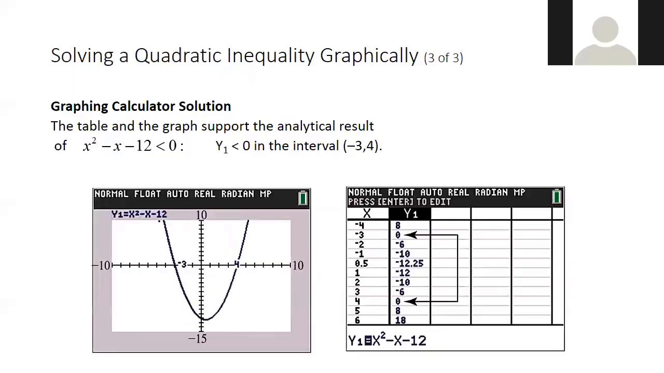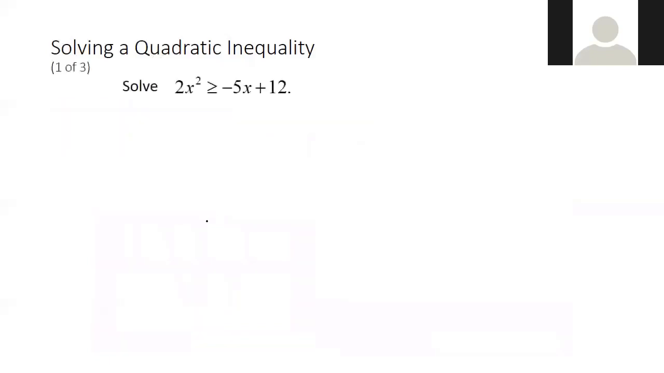We can easily also confirm the result using our graphing calculator, and you can see at what region this polynomial would be less than 0. So all the numbers from -3 to 4, as we calculated, the values would be negative. The calculator can show that. Let's take a look at another example.